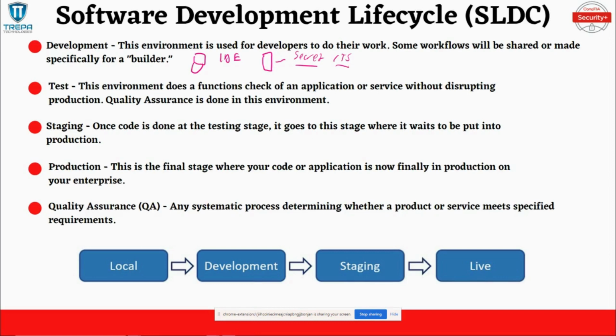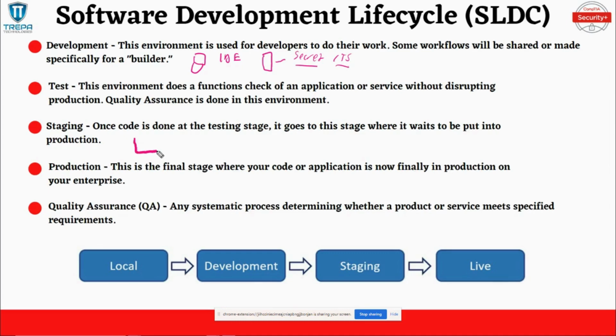Next, we have the test environment. The test environment does function checks on code built by developers. This is going to be your senior developers or even yourself doing some quality assurance on the actual code before we move it into our next environment, which is the staging environment. The staging environment is going to be the last environment code will see before being pushed and approved into production.